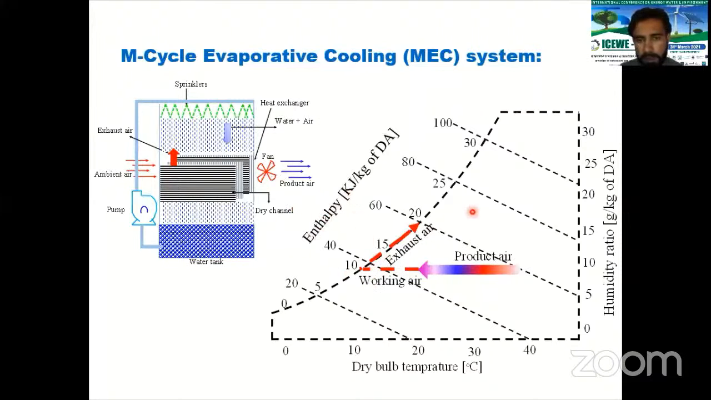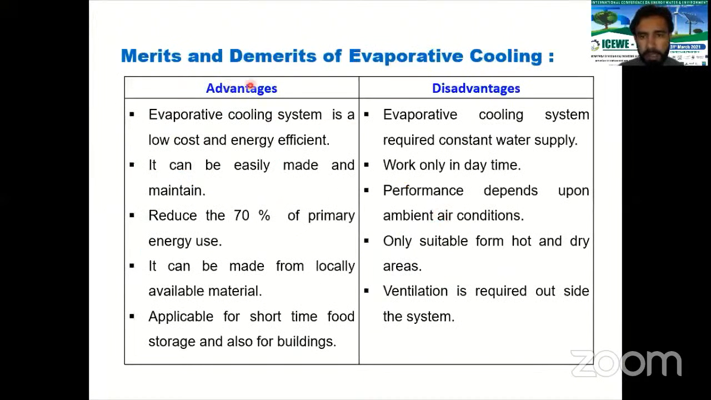This is the psychrometric representation of the M-cycle evaporative cooling system. In the M-cycle evaporative cooling system, the temperature reaches the dew point temperature. These are the merits and demerits of evaporative cooling options. The advantages are that it is a low-cost and energy-efficient system, it can be easily made and maintained from locally available material, and it reduces up to 70% of primary energy use. It is applicable for short-term food storage and also for buildings.